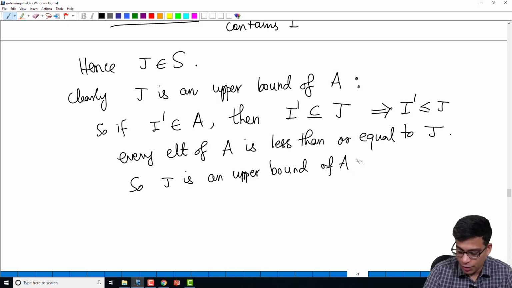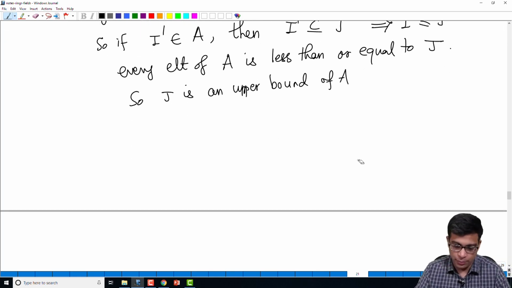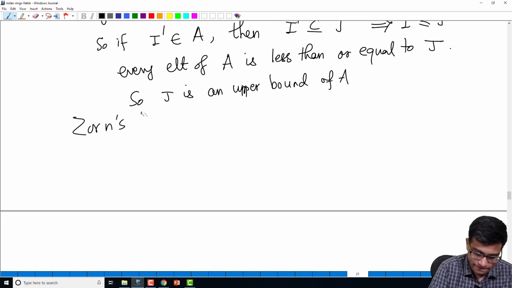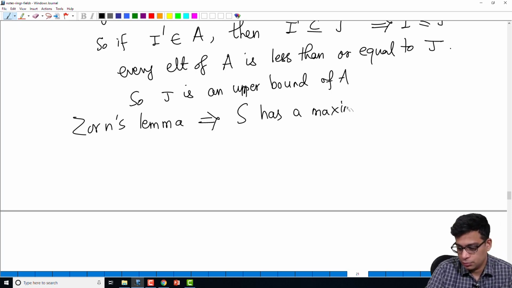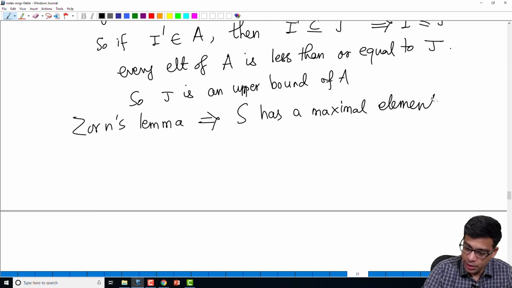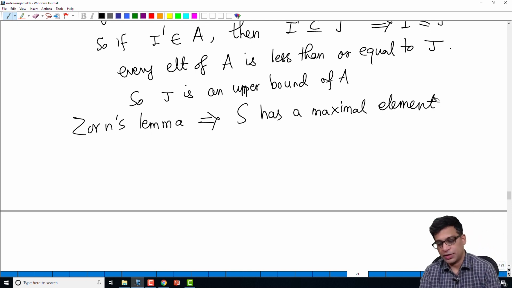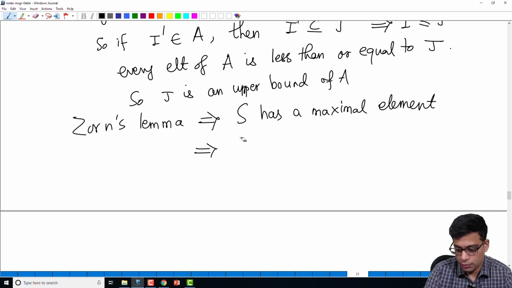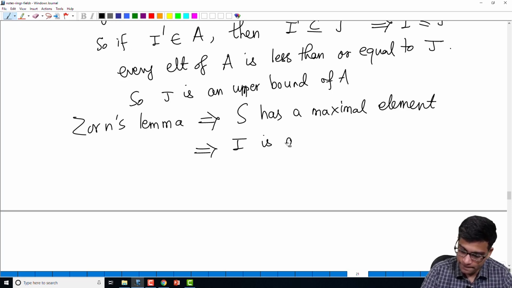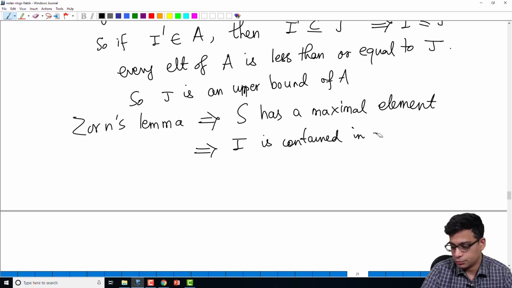So in other words, we have verified the hypothesis of Zorn's lemma. Now Zorn's lemma says that S has a maximal element. It's not an upper bound of S. Remember, I'm not saying that every element of S is less than that maximal element. I'm saying that there is nothing bigger than that element in S. In other words, I is contained in a maximal ideal of R, as I argued earlier.